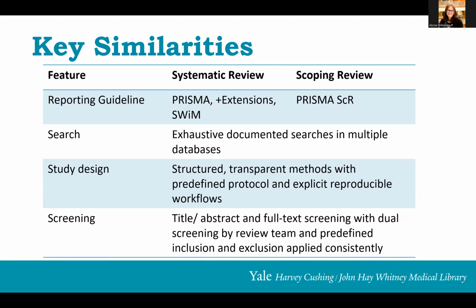Both reviews have reporting guidelines with PRISMA for systematic reviews, along with a whole bunch of different extensions, and SWiM if you're doing a synthesis without meta-analysis. Scoping reviews do have PRISMA for scoping reviews, which is the extension. And so you would use the scoping review extension if you're doing a scoping review. Both review types have documented search strategies in multiple databases. They also both follow the same methodology for screening, which includes title and abstract screening and full text screening that should be done by dual screeners using predefined inclusion and exclusion criteria that are applied consistently to each record.